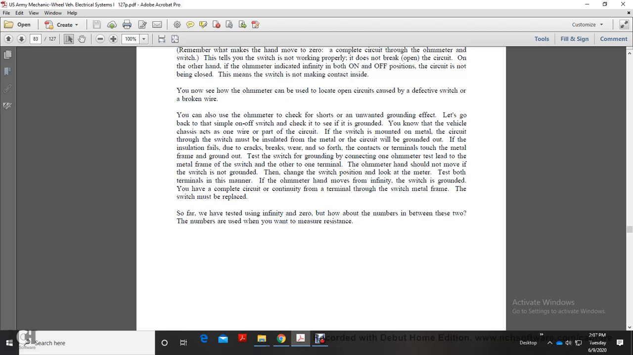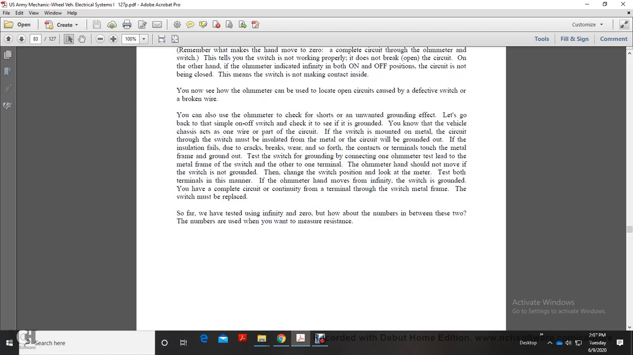Test the switch for grounding by connecting one ammeter test lead to the metal frame of the switch and the other to a terminal. The ammeter should not move if the switch is not grounded. Change the switch position and watch the meter, and test the other terminal in this manner. If the ammeter hand moves to zero, the switch is grounded. If you have a complete circuit from the terminal through the switch to the metal frame, the switch must be replaced. So far, we have tested using infinity and zero.